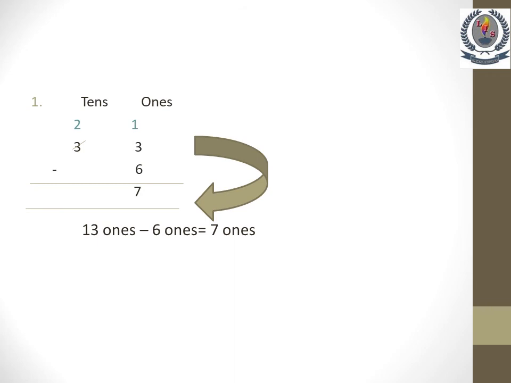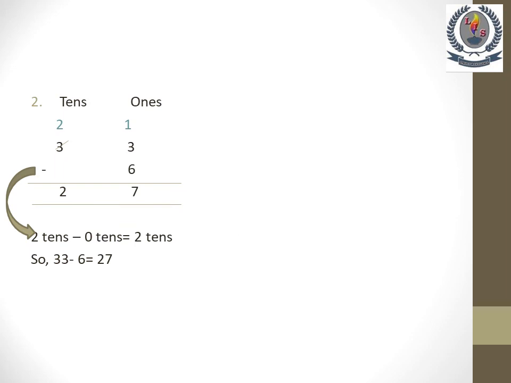To represent this regrouping, we strike out the 3 in the tens column and replace it with 2. This is to show that 3 tens have now become 2 tens. Since 1 ten has been regrouped into 10 ones and is added to the existing 3 ones, we show this by writing a 1 next to the 3 in the ones column to get 13.